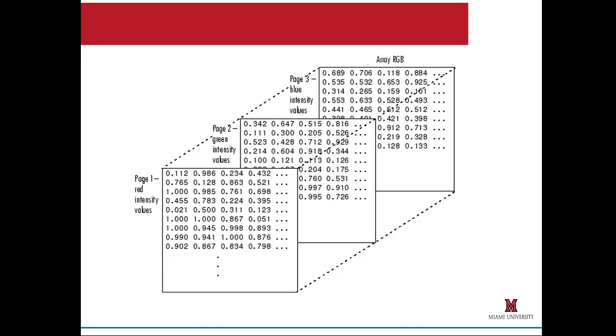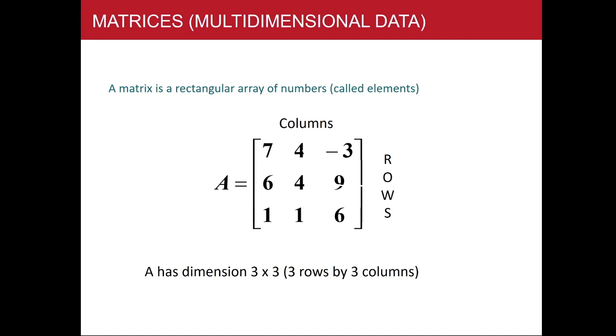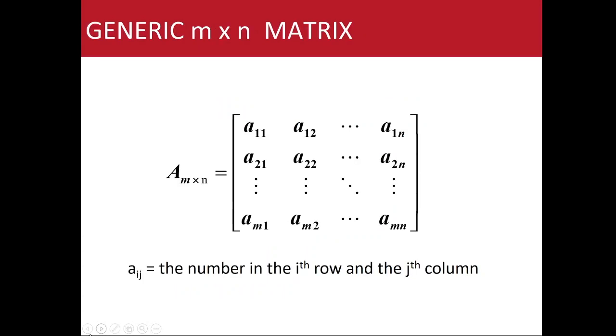Matrices and how to represent multidimensional data using matrices. As a reminder, a matrix is a rectangular array of numbers called elements, and we have an interesting concept of matrices, and that is the dimension. The dimension is the number of rows, in this case, let's say we have 1, 2, 3, by the number of columns. In this case, we have 1, 2, and 3. So we say that the matrix A here has dimension 3 by 3. That is 3 rows by 3 columns.